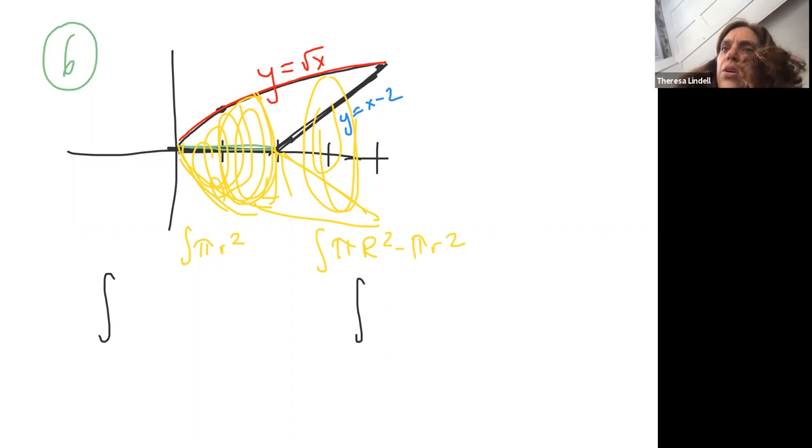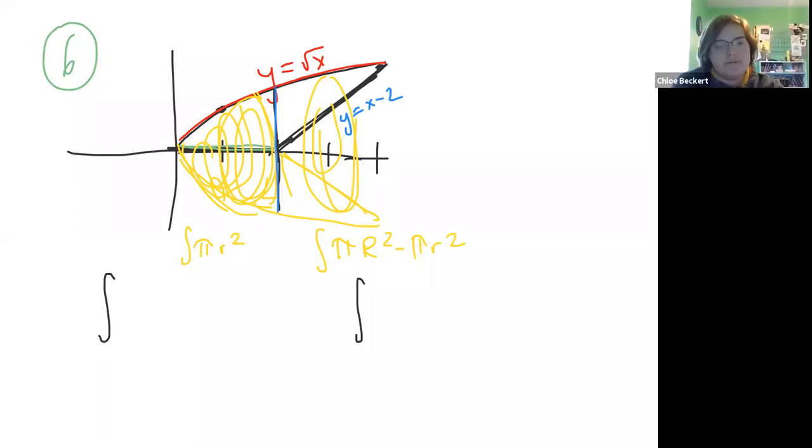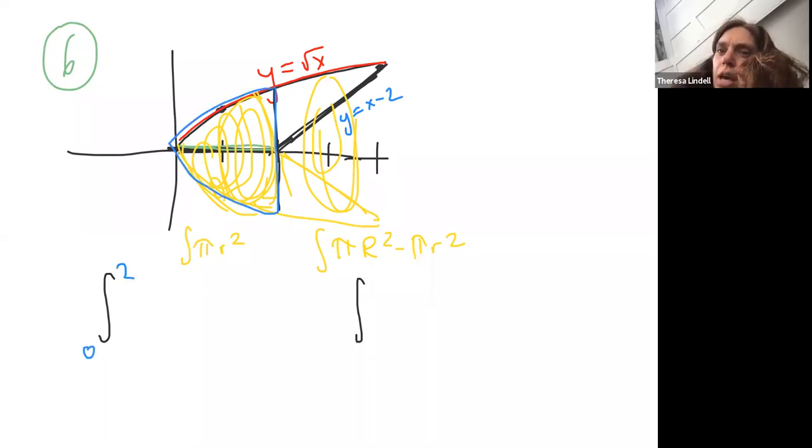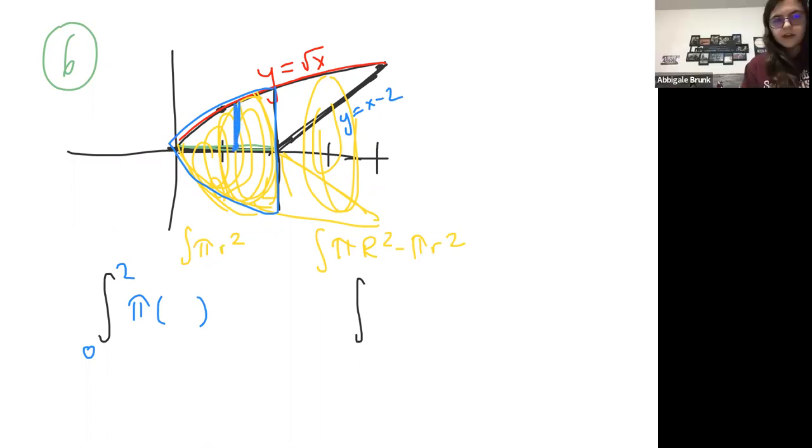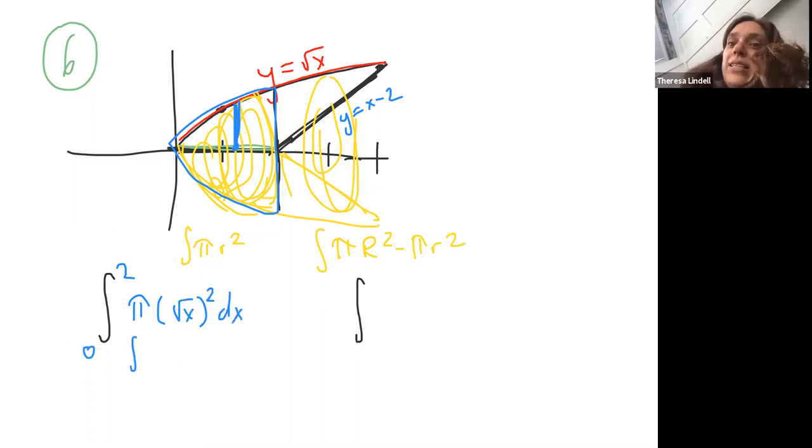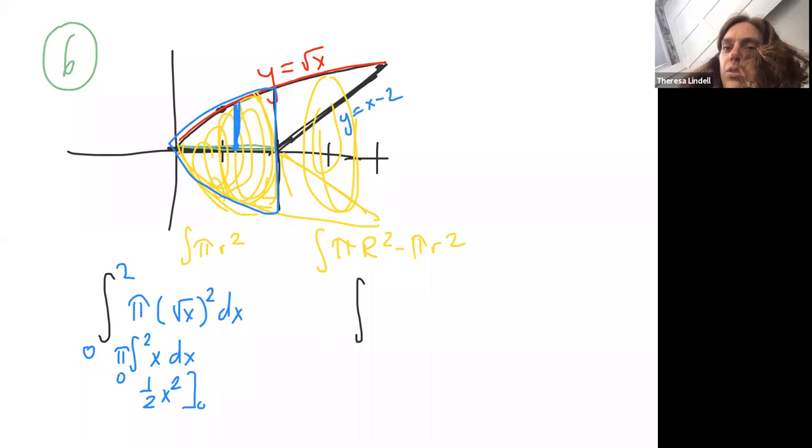So for the first part, what are the bounds? 0 to 2. Good. And then it's just pi r squared, and it's just one equation. What equation is the radius here? Square root x. Yeah. So I'm just going to finish this part really quick because this is the exact same as the above problem, except we're only going from 0 to 2 instead of 4, which does not cut us in half. Parabolas don't work symmetrically, but 1/2 x squared from 0 to 2, and 2 squared is 4, divided by 2 is 2. So this part's just 2 pi. Everybody okay with that?